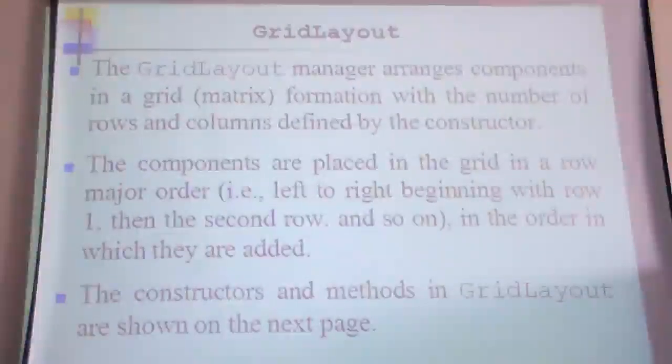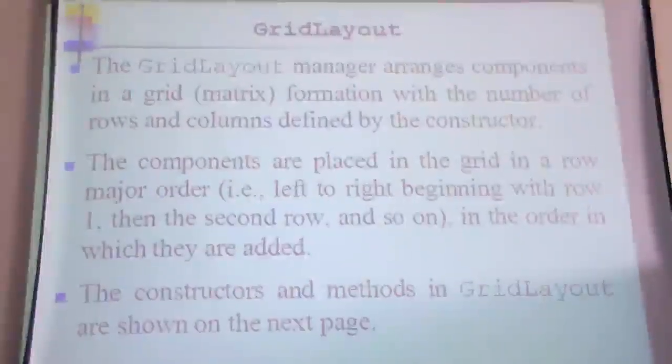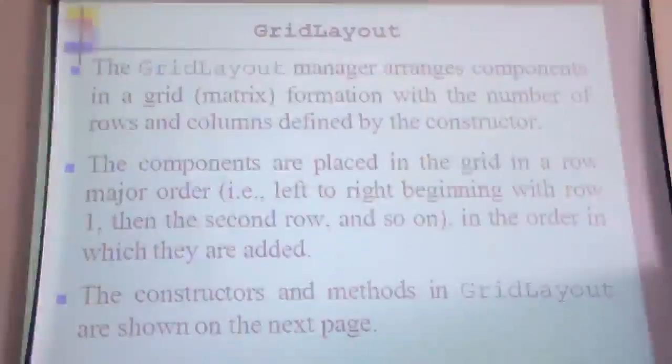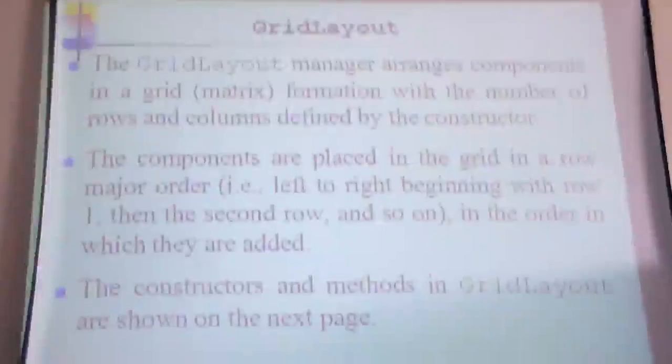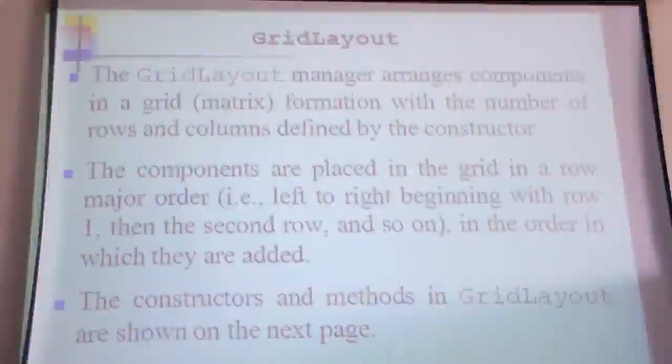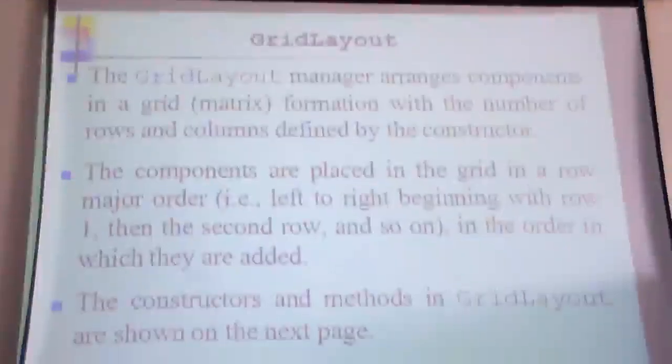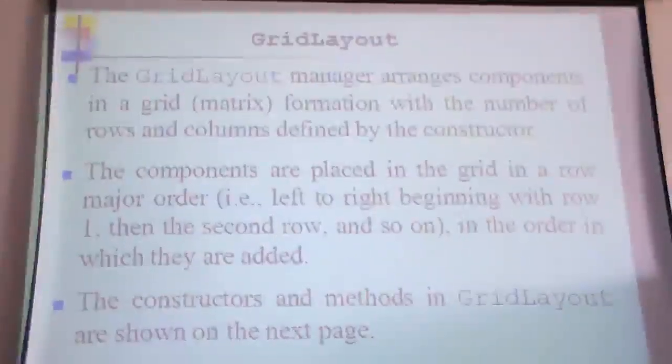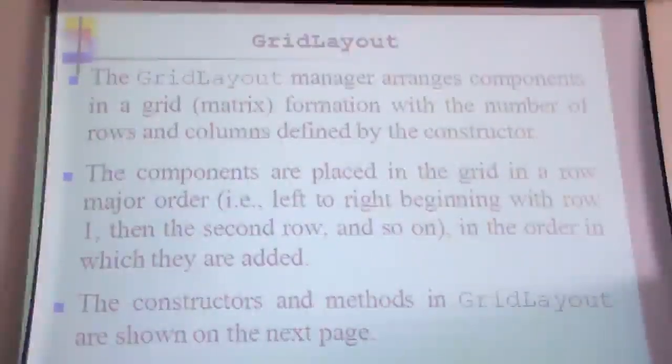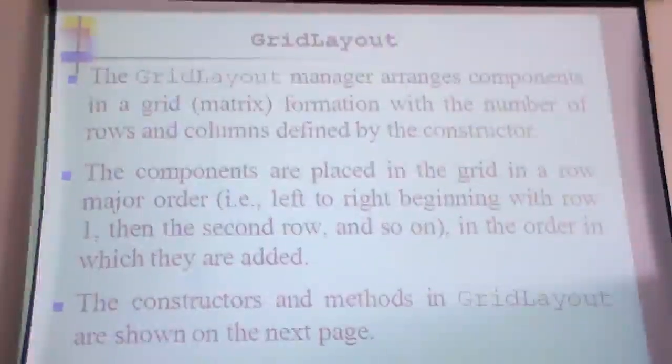So today we have a new manager. We call it grid layout. This grid layout manager arranges the components. It is similar to the previous one, but it has its own methods or techniques. So how? Let us see. It is a grid matrix, meaning it has rows and columns, with a number of rows and columns.